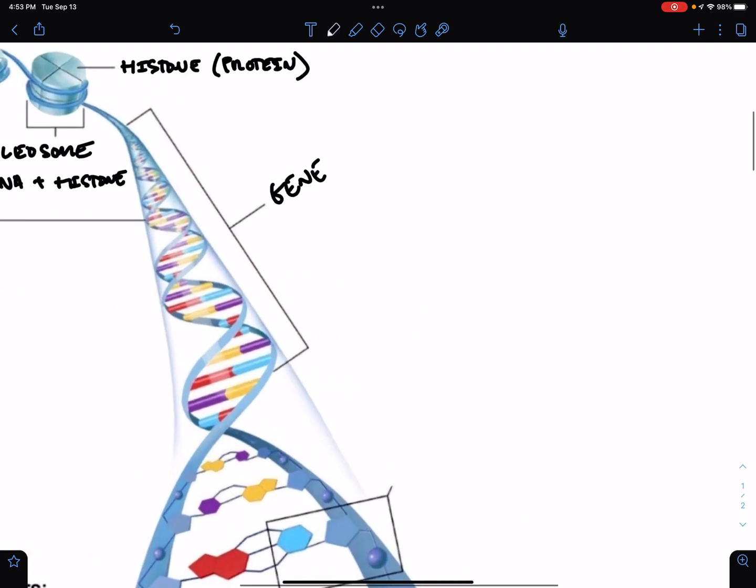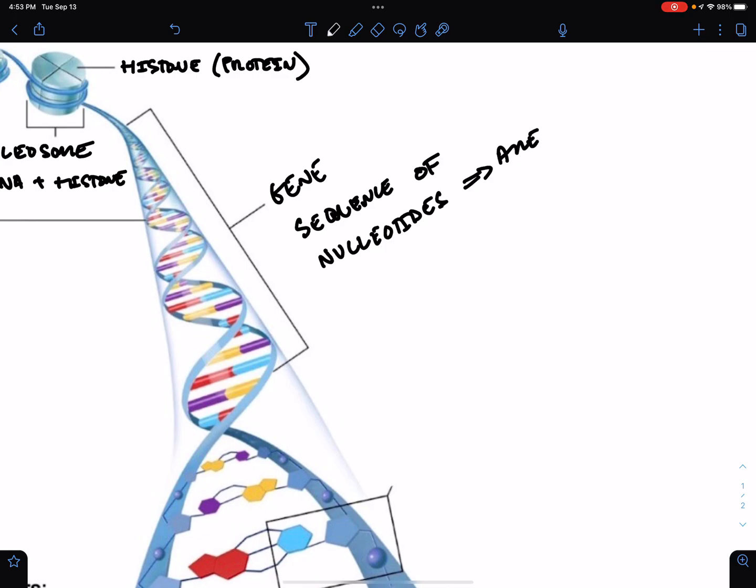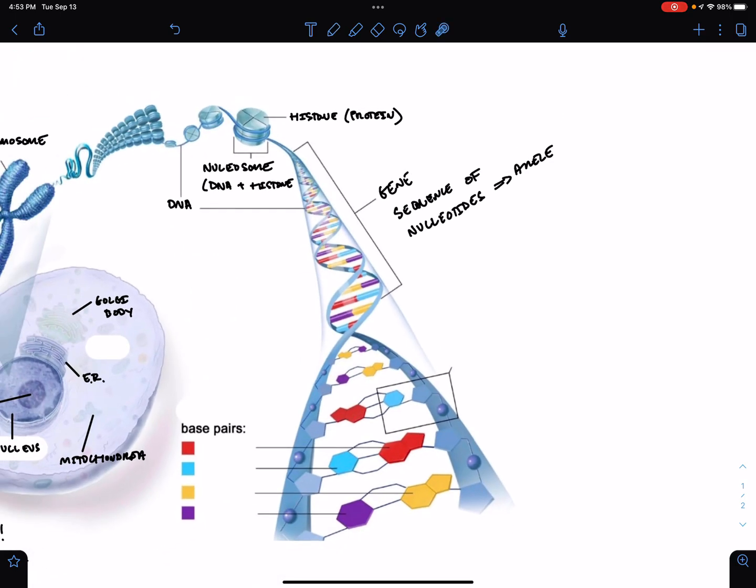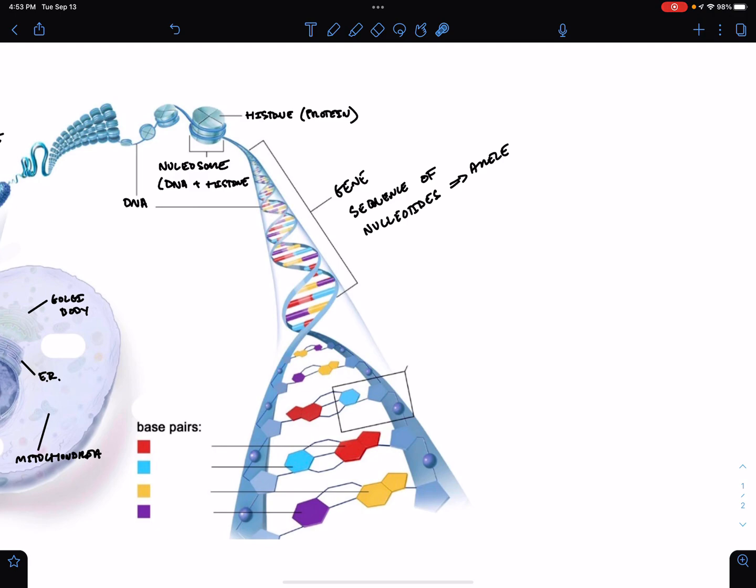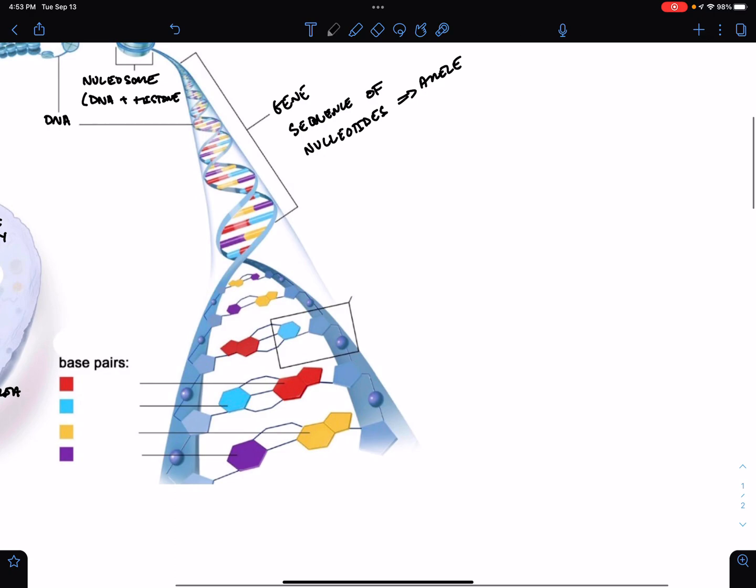And the sequence of nucleotides is the allele. What flavor of gene we have is the allele. And the nucleotides are these little colored things right here. This is an example of one nucleotide.